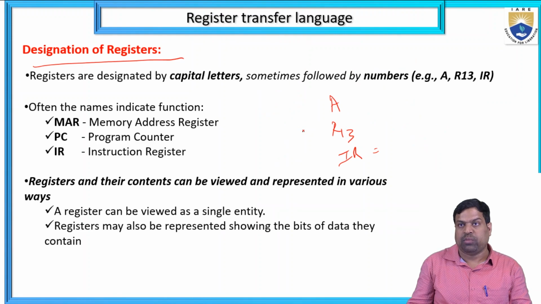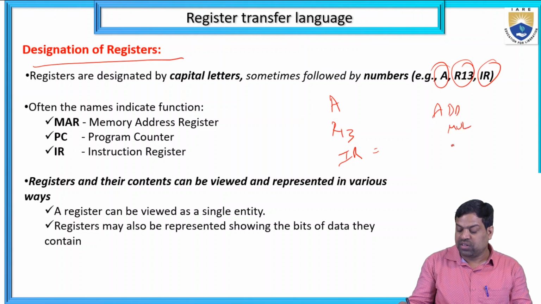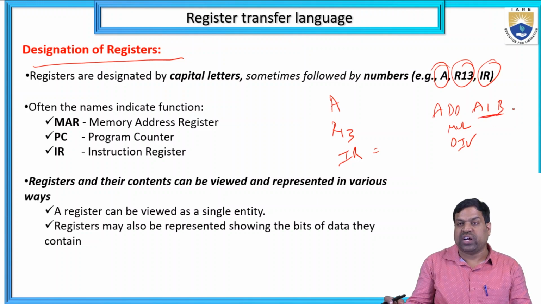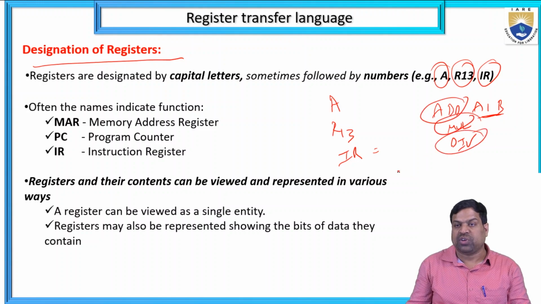So the notations are in the form of registers like this one, or in the form of ABC, or in the form of instruction registers. Instruction register also we know: add, mul, div like this. Add A comma B means the addition of the A and B values, and the resultant value will be stored in one register. Add is one register, multiplication is one register, division is also one register. So the resultant value is stored in one register, which I am taking as an IR, instruction register, or program counter PC.